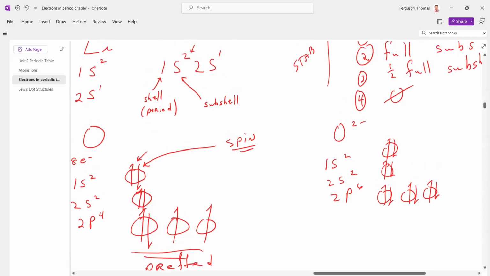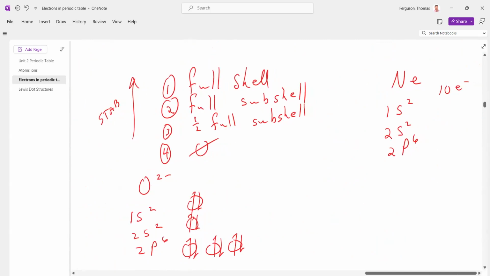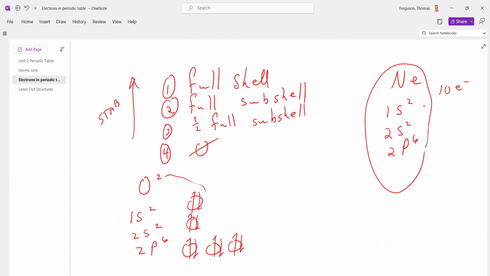Okay, so notice these 2 are exactly the same. Neon's electronic configuration and this ion of oxygen are exactly the same. So this is called isoelectronic.